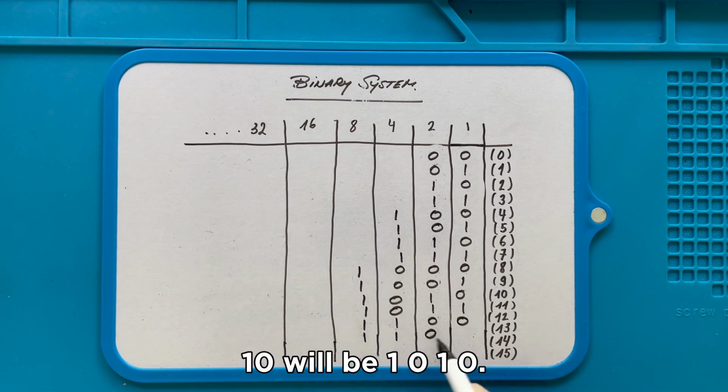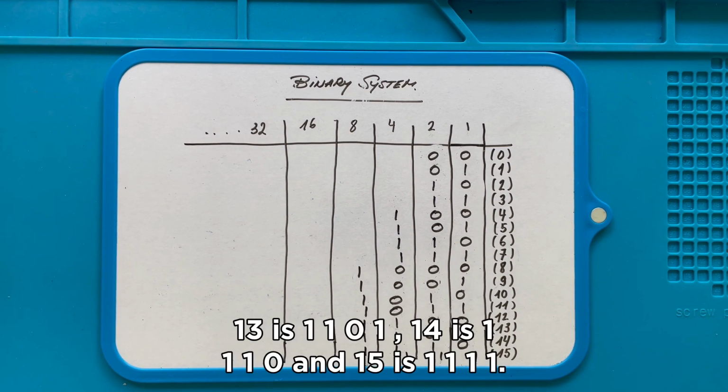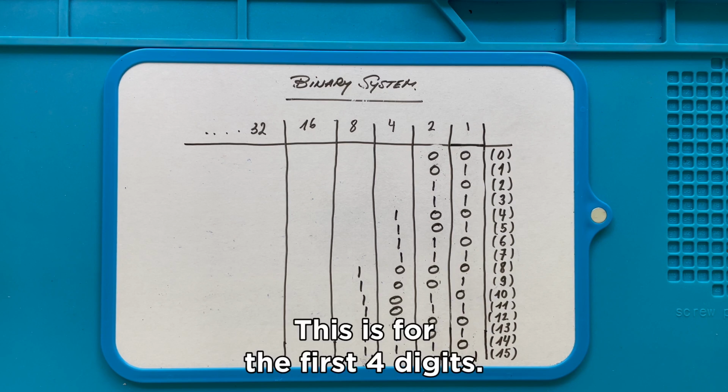10 will be 1, 0, 1, 0. 11 is written as 1, 0, 1, 1. 12 as 1, 1, 0, 0. 13 as 1, 1, 0, 1. 14 as 1, 1, 1, 0. And 15 as 1, 1, 1, 1. So this is for the first 4 digits.